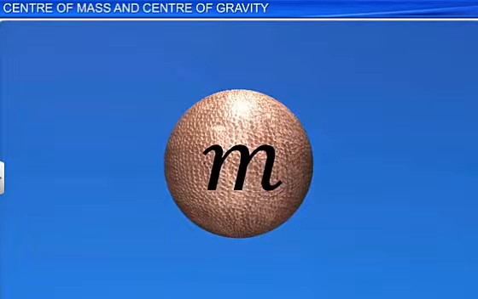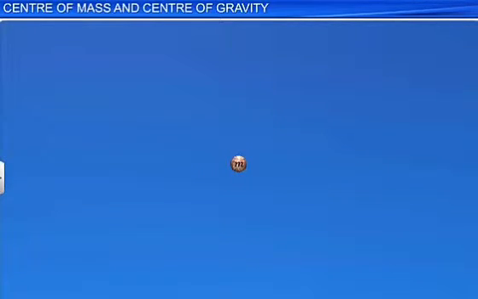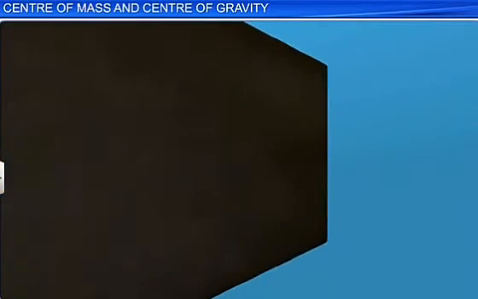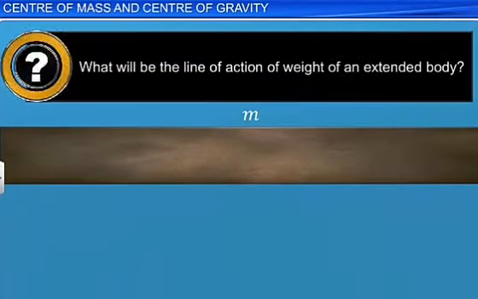If the body in consideration is a point mass, that is, a body of certain mass with negligible size, then the line of action of its weight passes through that point. The point mass can be balanced by applying a force equal to its weight acting upwards along the line of action. On the other hand, if the object is an extended body, then what will be the line of action of its weight?